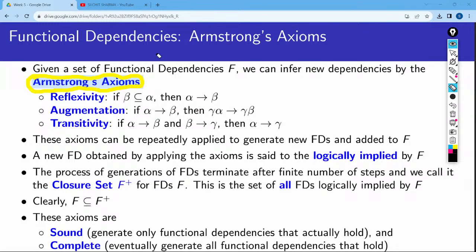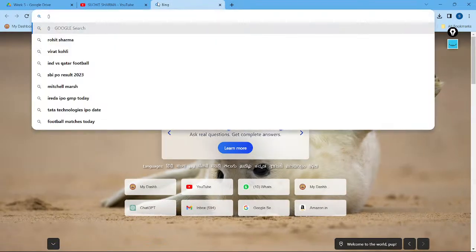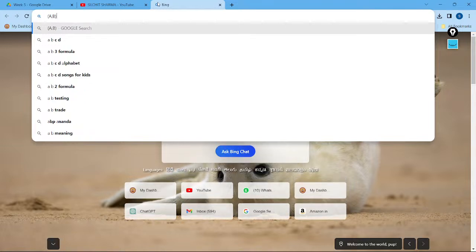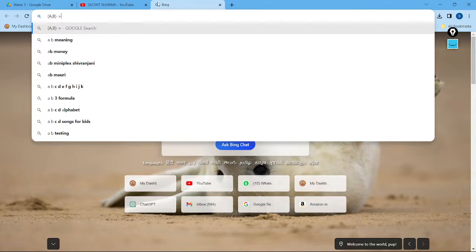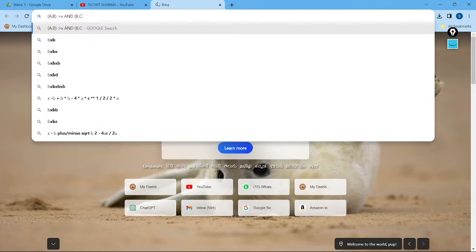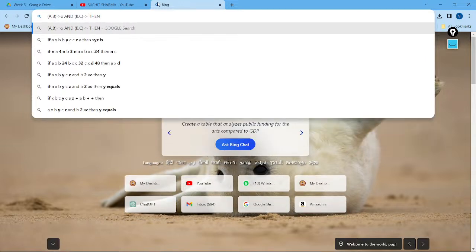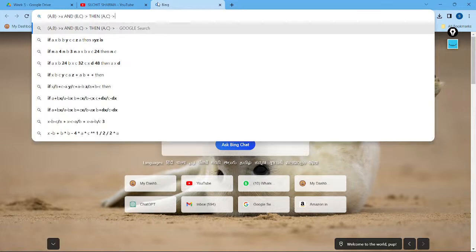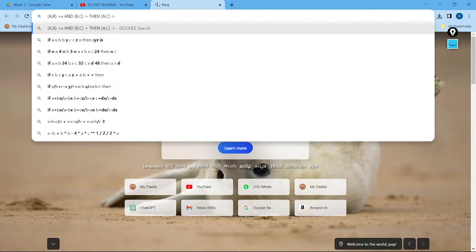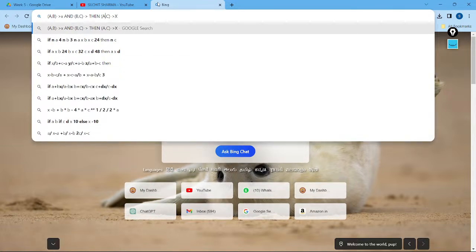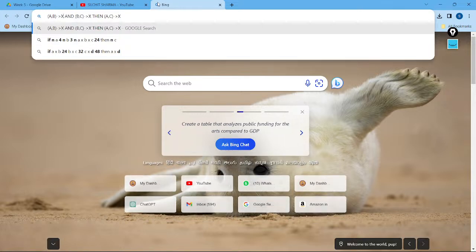The equation is something like this. Let me type it here. If ab belongs to some function x, and bc also belongs to x, then ac must also belong to x. Okay, there's an x here. I hope you understand, right?